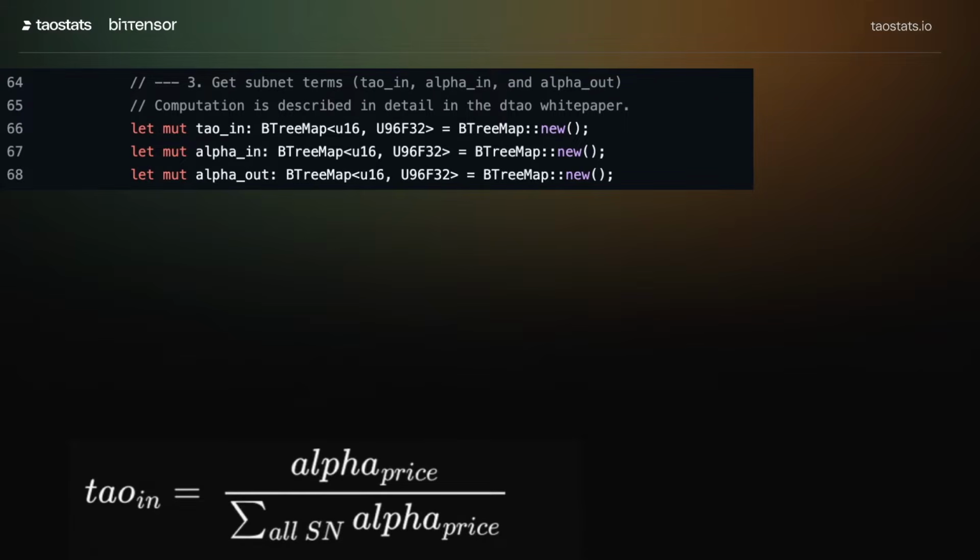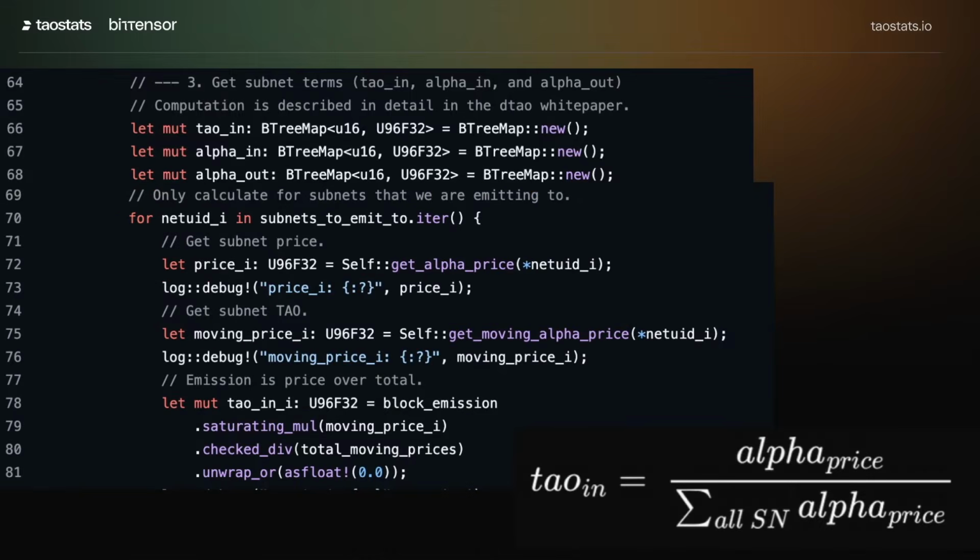So tau in is defined as the price of that subnet divided by the sum of all of the prices, which is why we got the sum of the prices earlier. So for all of the subnets that we can emit to, let's get the subnet price from the chain, and then the moving price from the chain. And then tau in is block emission.